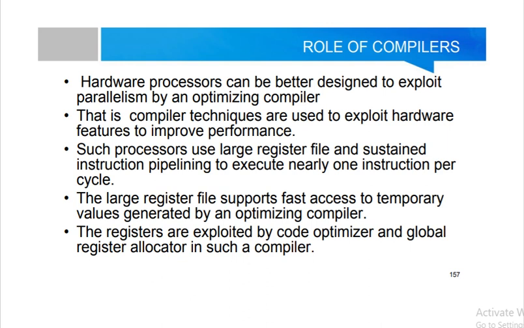In the previous classes, we discussed the optimizing compiler and its tasks or duties. Compiler techniques are used to exploit the hardware features to improve performance. Such processors use a large register file and sustained instruction pipelining to execute nearly one instruction per cycle. This is the advantage of optimizing compilers. And the large register file supports fast access to temporary values generated by the optimizing compiler. And the registers are exploited by the code optimizer and the global register allocation in such compilers.